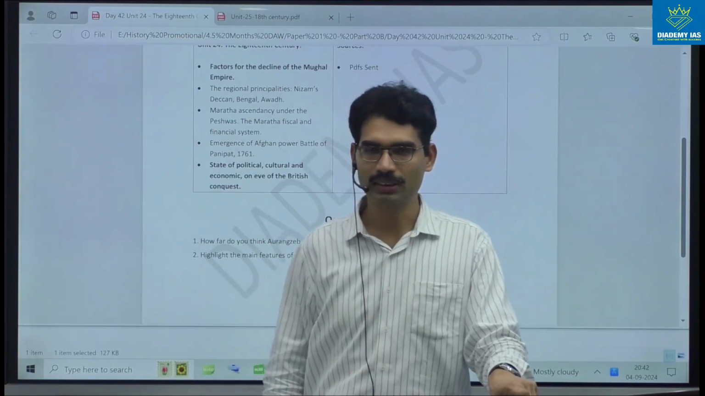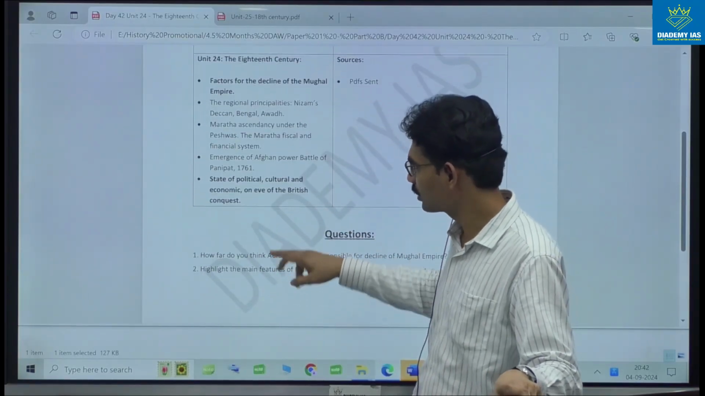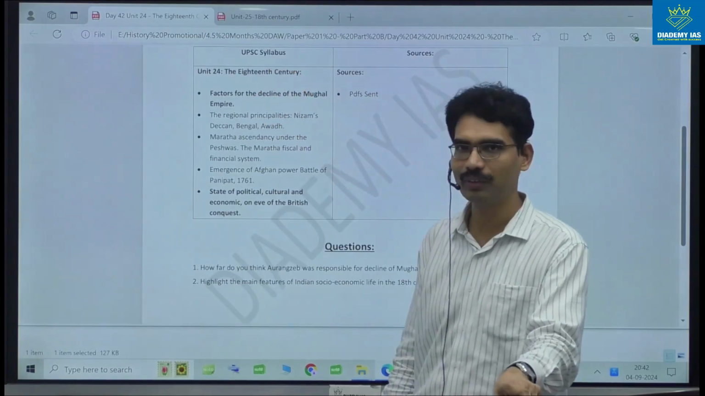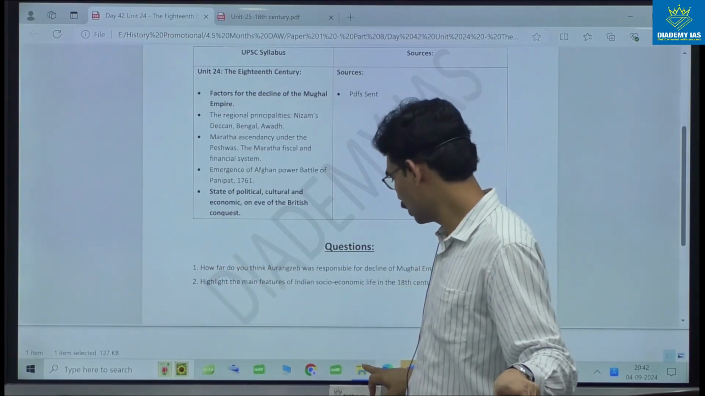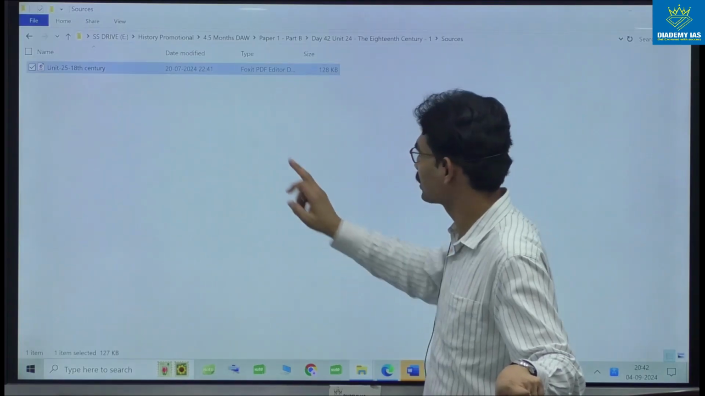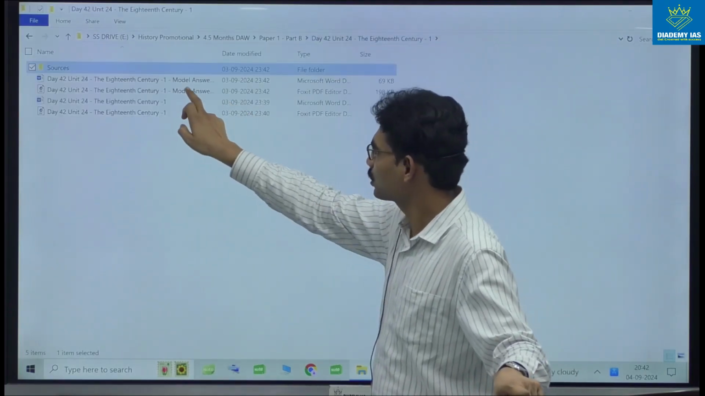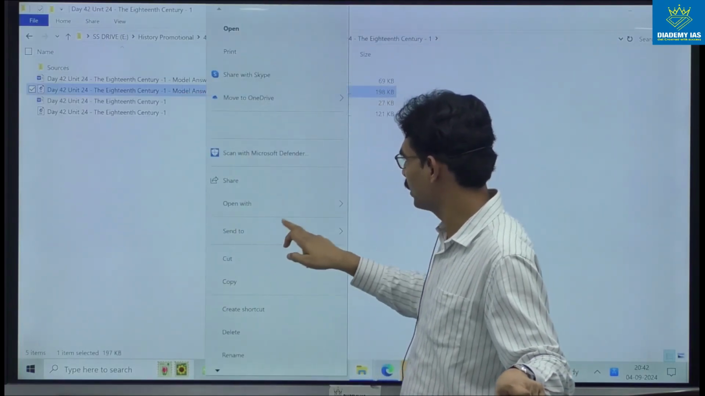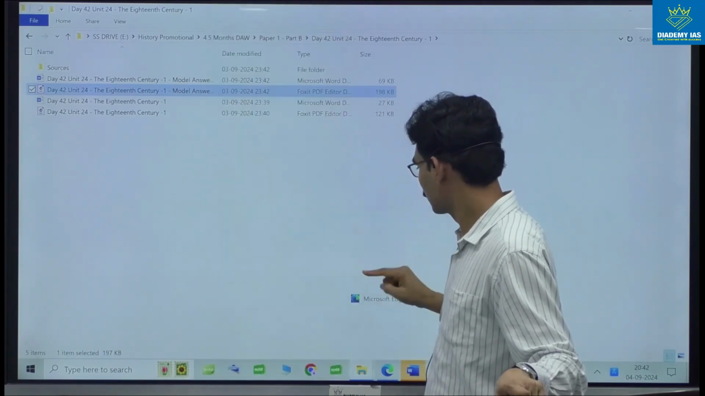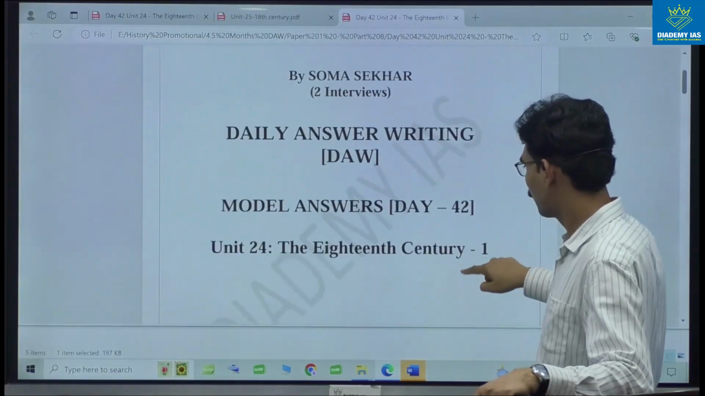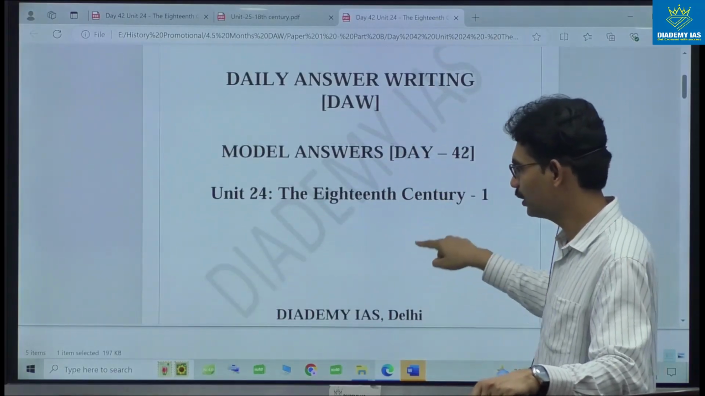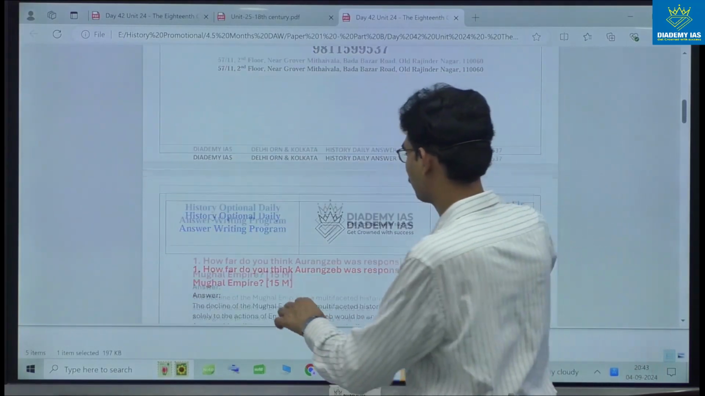I will provide model answers also. Your first target is to read the sources I have given, then write the answers. After that, go and cross-verify with the model answers as well. The model answers will be in this format. These model answers you will get for this particular day. This is the unit and this is the question.